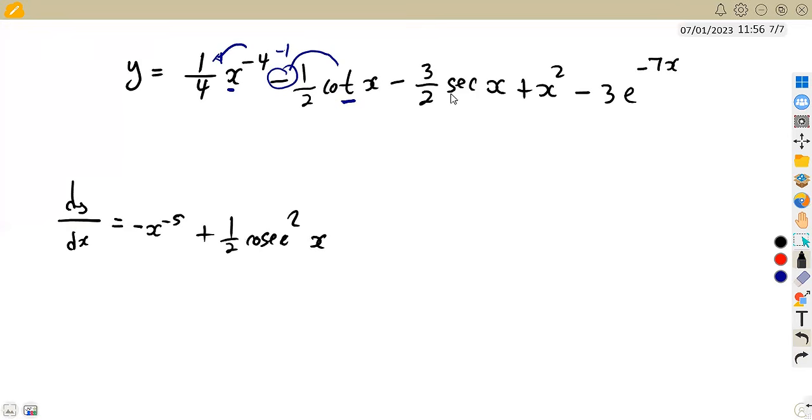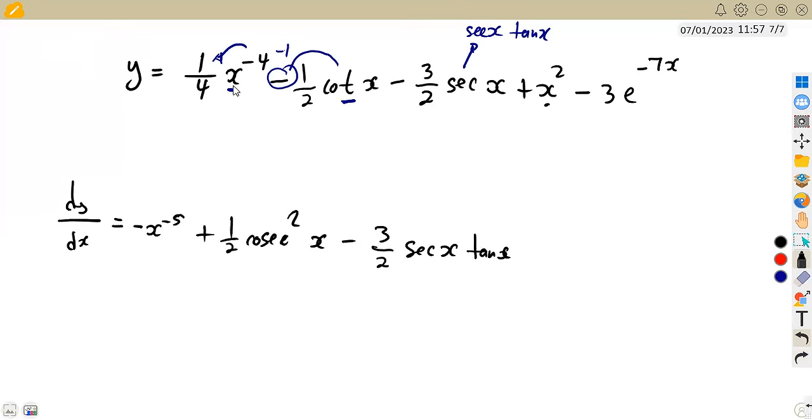Then we've got a sec in this case. Remember, the derivative of sec, we talked about this before. We have it on our formula sheet. This is going to give us sec x tan x. So, but there is a negative 3 over 2 that we have. So it is just going to multiply. So it is going to be negative 3 over 2 sec x tan x in this case.